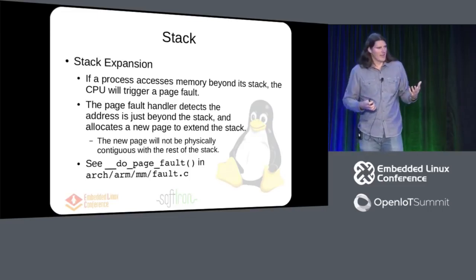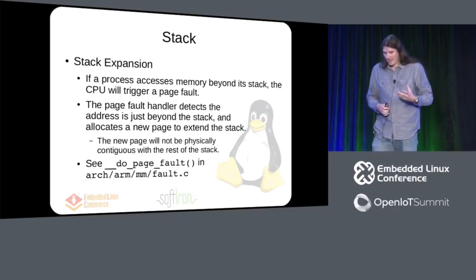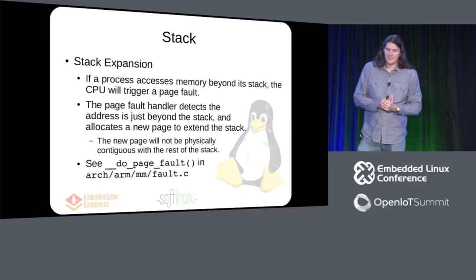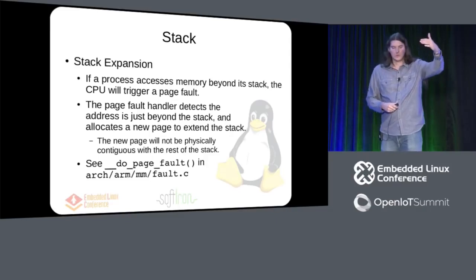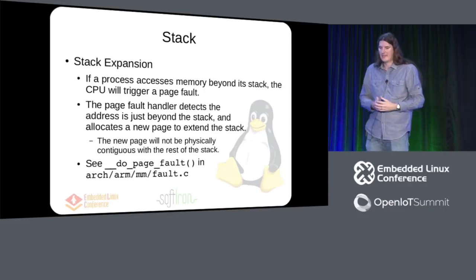So how does this work? If we have a stack that can grow and memory is not allocated for it, what's the mechanism by which this happens? Well, fortunately, the MMU, like with everything else, is used for this. If a process accesses memory that's beyond its stack, then the CPU will generate a page fault, of course, because we're accessing memory that's not mapped.